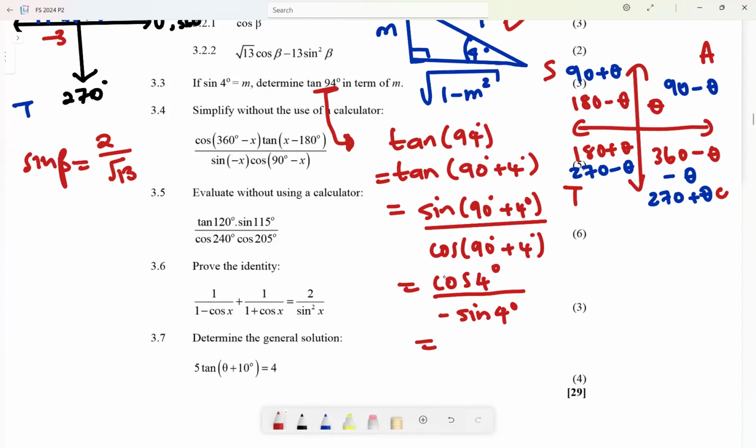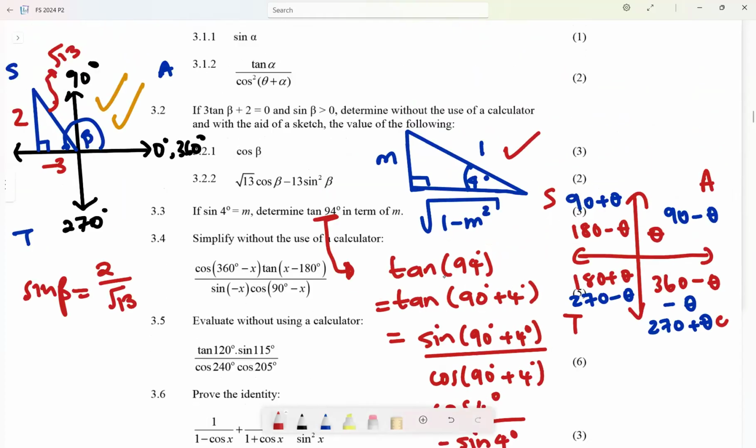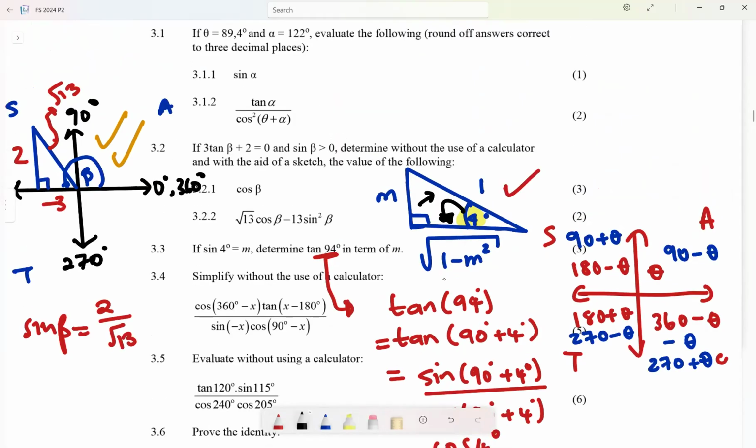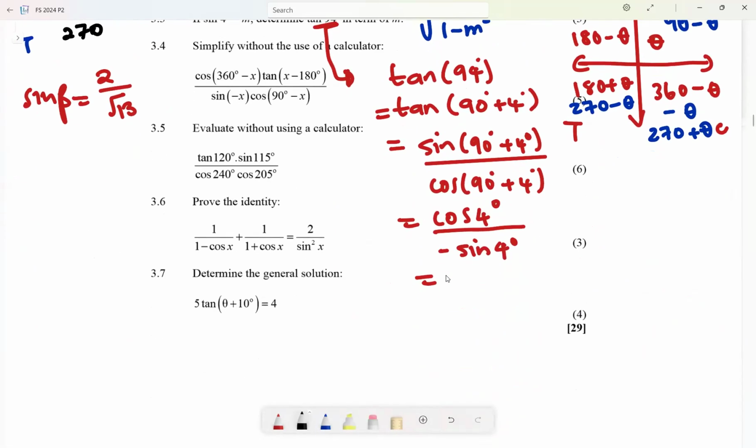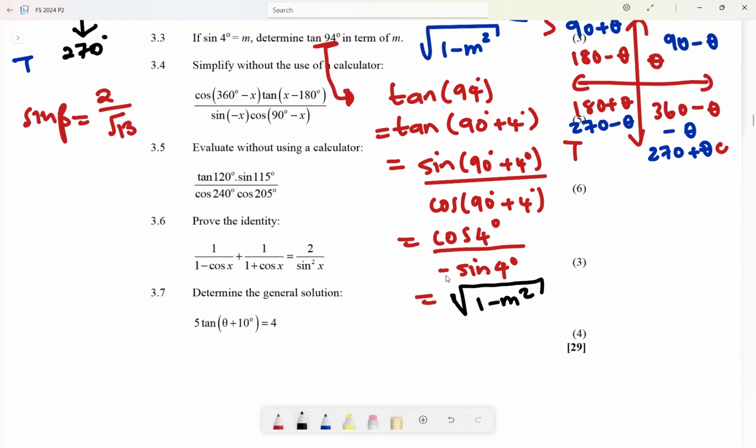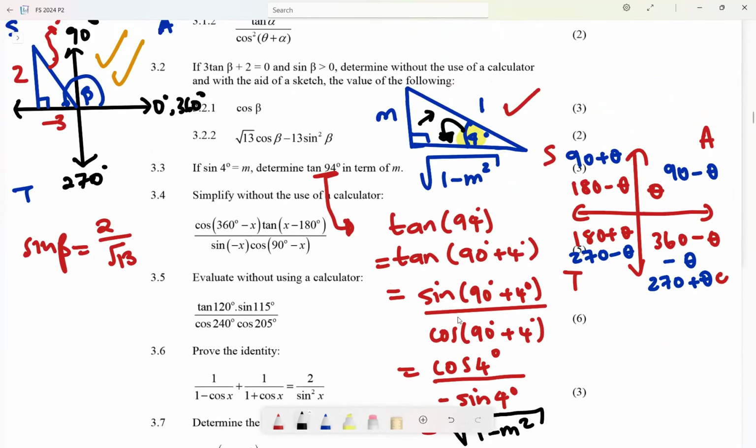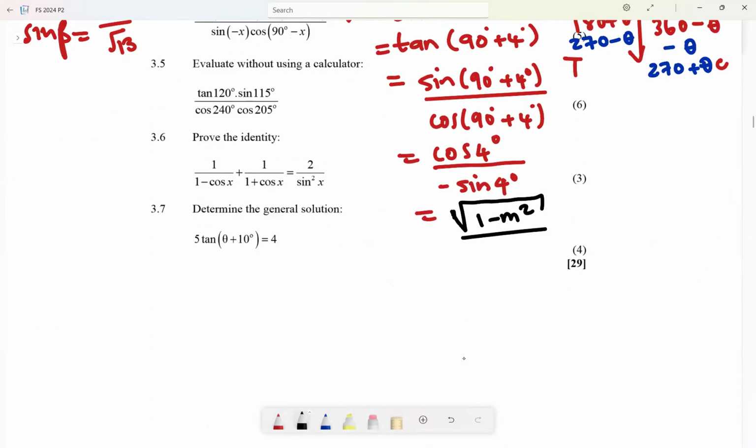Then how do I know how much is cos 4 degrees? You come here and say now I have an angle 4 degrees, cos is adjacent. So this is adjacent and this is hypotenuse. So what is cos 4? It is square root of 1 minus m squared. Can you see that? Divide by 1. I'm going to use this division.